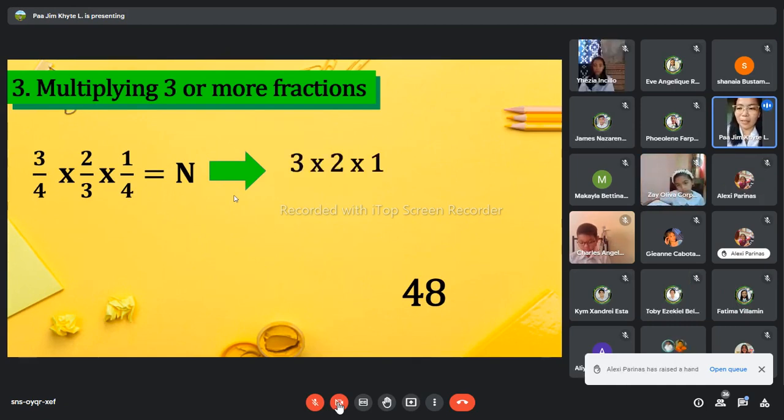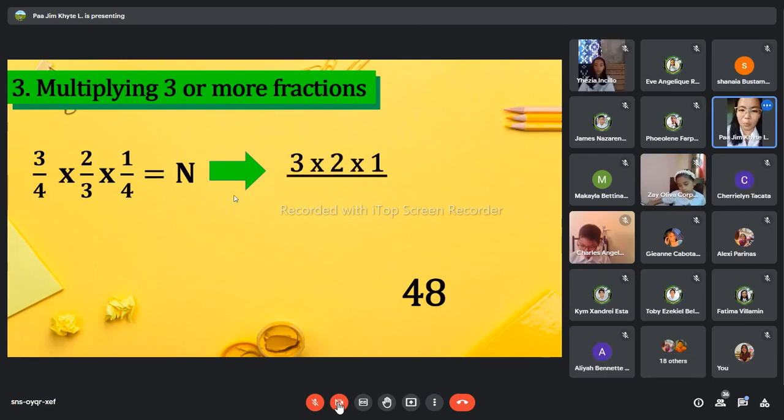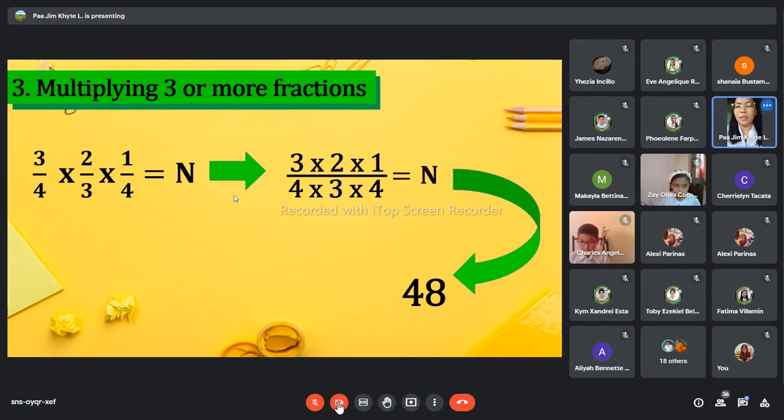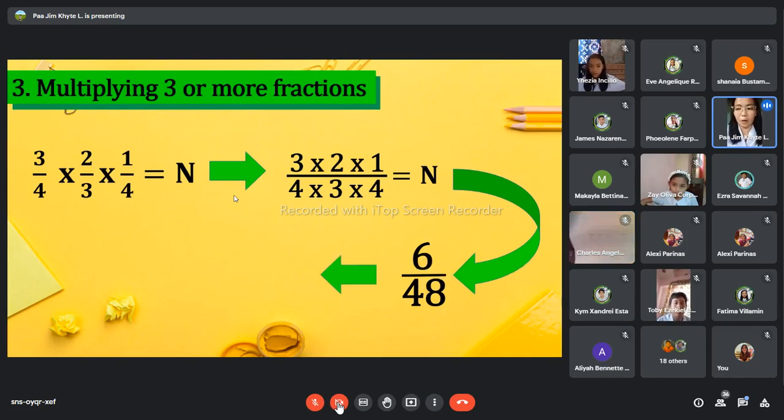So we will rewrite it as 3 times 2 times 1 over 4 times 3 times 4 is equal to n. So 3 times 2 times 1 is equal to 6, and 4 times 3 times 4 is equal to 48. So our answer is 6 over 48. But we can simplify our answer, and our final answer in simplest form is 1/8.